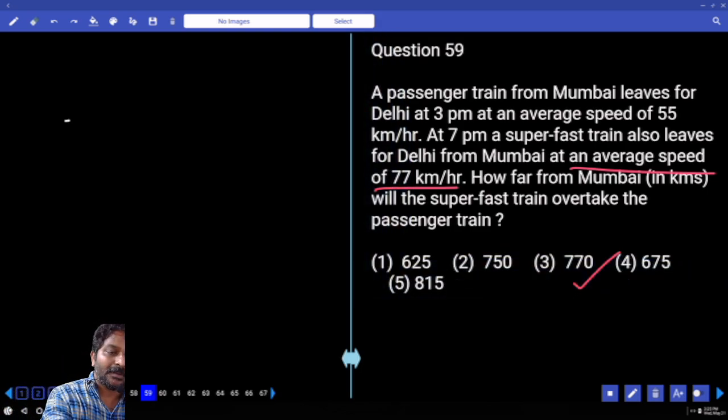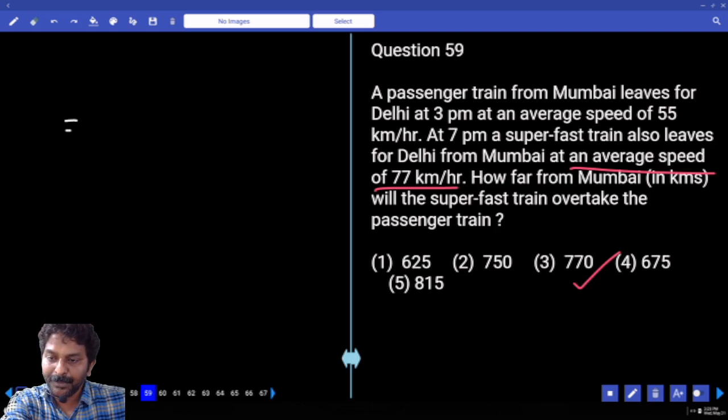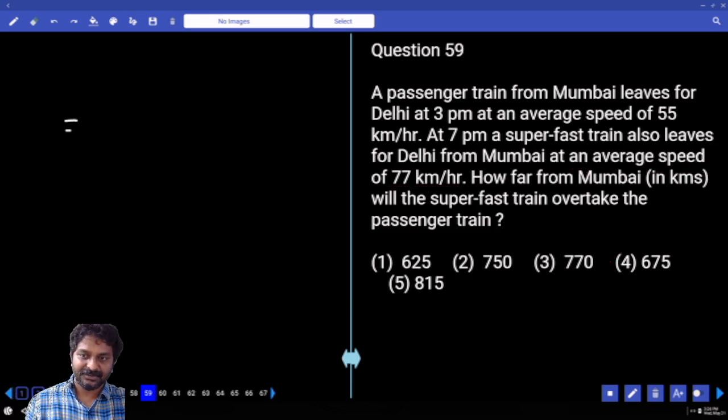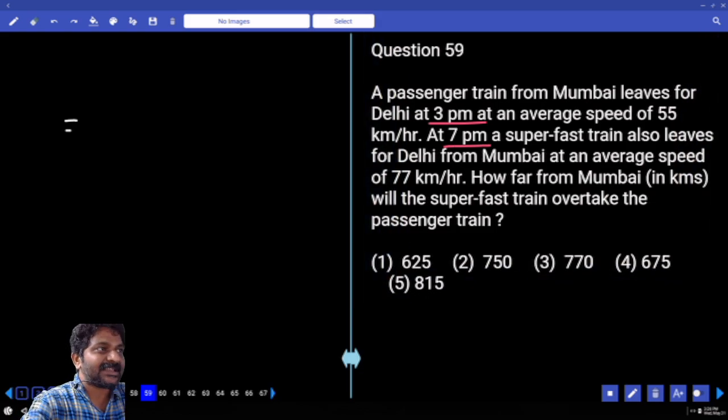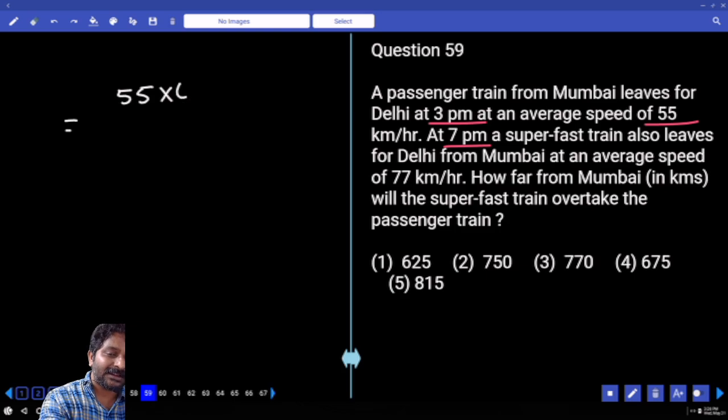Come on. First train started at what time? 3 p.m. Second train started at what time? 7 p.m. So how many hours gap we have? 4 hours. In those 4 hours, the first train will cover a distance, with 55 km per hour speed traveling for 4 hours. This much distance is there, correct? Right.